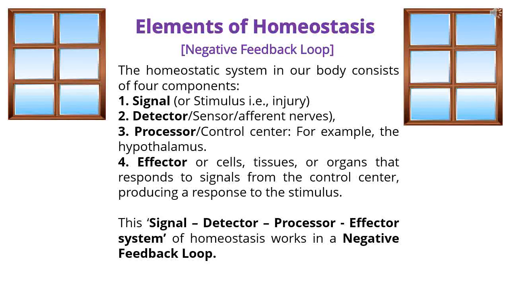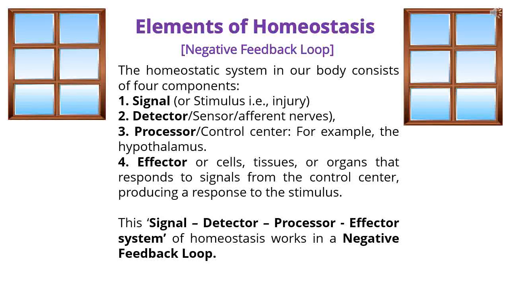The injury works as a signal or a stimulus. Afferent or sensory nerves work as a sensor or detector of the injury, which send these signals to the processor in the brain. The hypothalamus is the main processor unit that regulates the events of homeostasis. To maintain homeostasis, this responds to the changes in the stimulus received from the sensor by sending signals to the effectors.